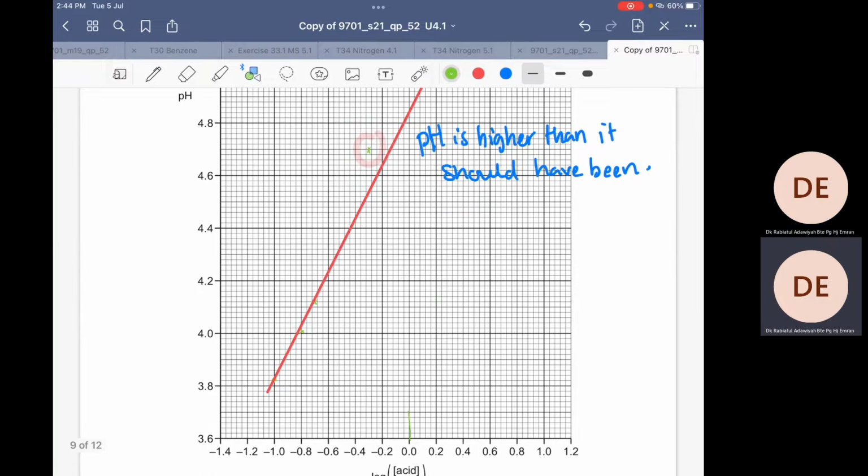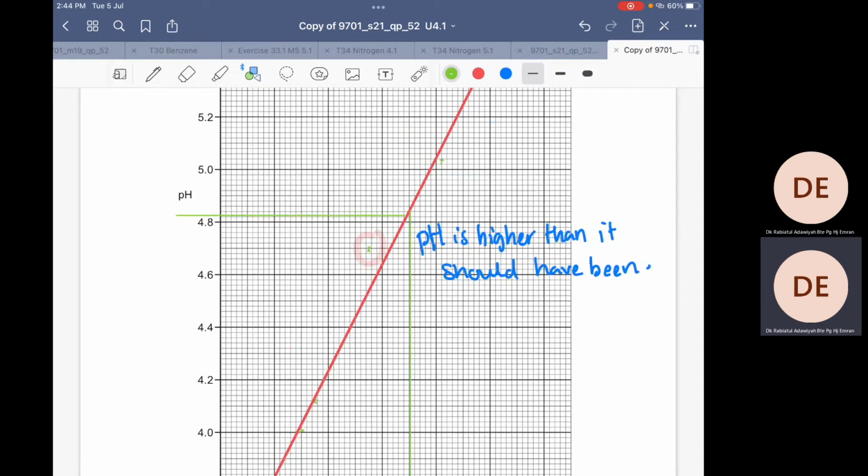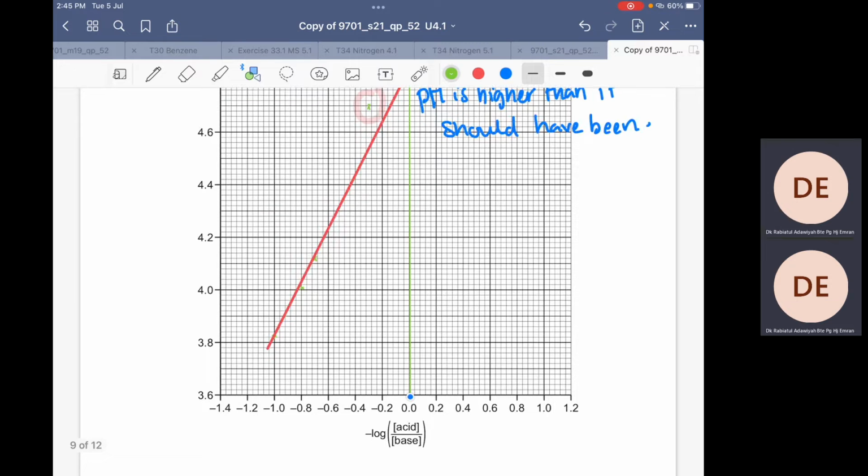You read your pH at 0, which is somewhere there. So that pH is equal to your pKa. Okay? Why is that? What happened?